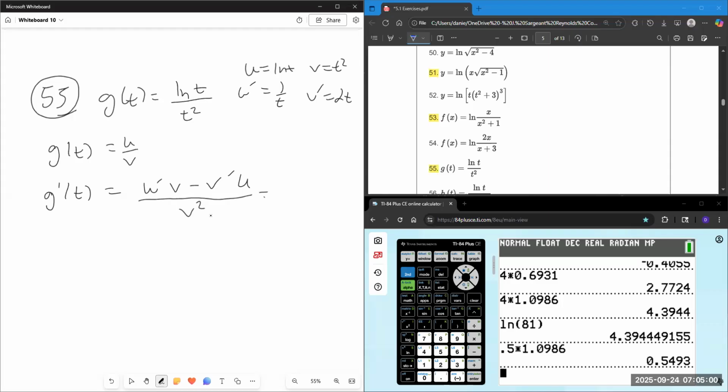So this is going to be u prime times v. T squared divided by t is t, minus v prime u. It's going to be 2t ln of t, over v squared, which will be t to the fourth. And I see a t that's common in everything, so I'm going to divide that out and make this 1 minus 2 ln of t over t to the third for my final answer.